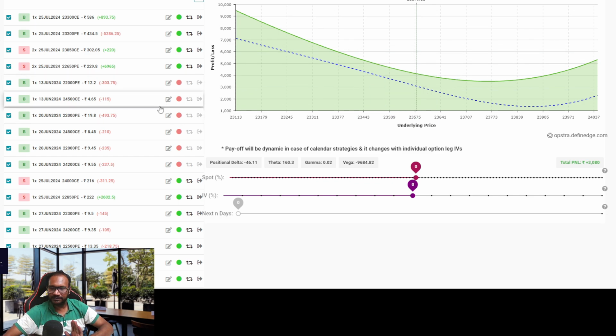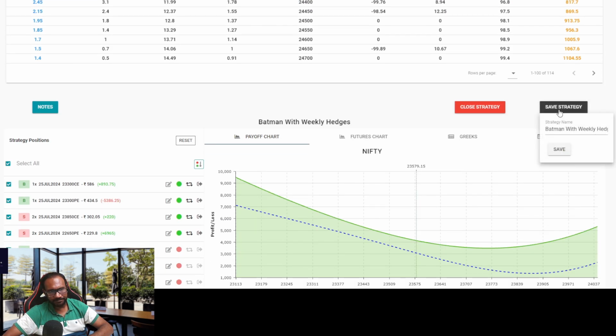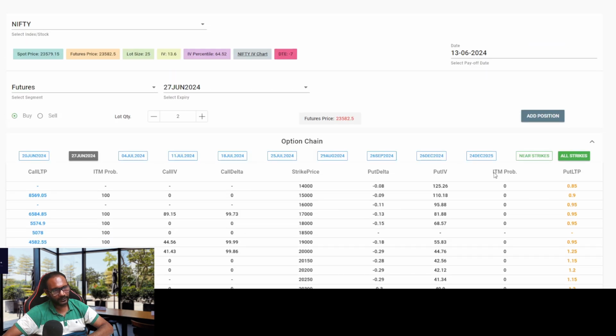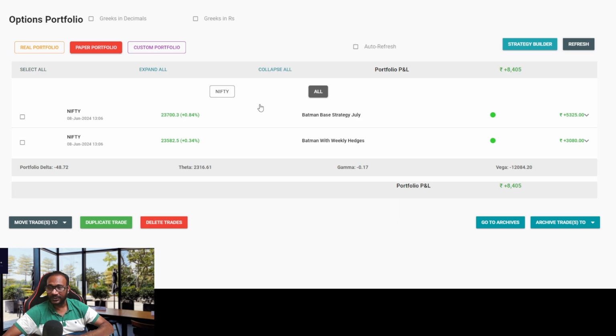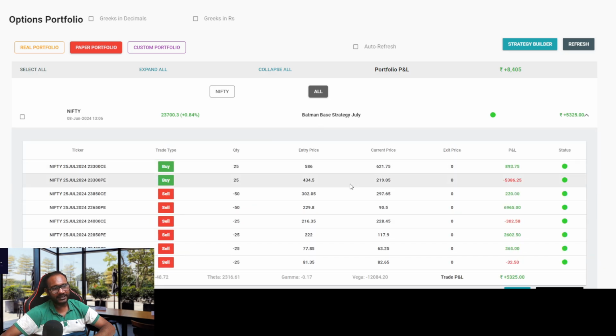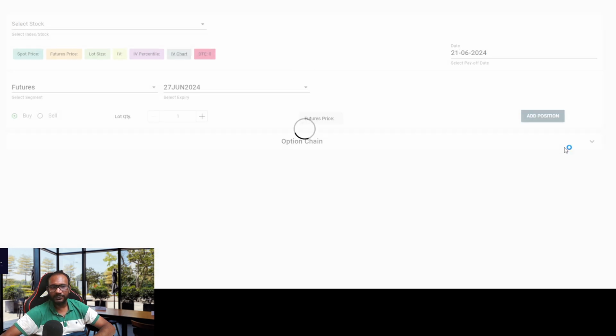But this is with edges. Now I am going to save this. So this is saved. Now some of you may be asking, how do I further optimize this? What can be done in order to maximize my profit? Here is what I would say. Let's go to the base strategy, because in order to understand what adjustments have to be done, you have to look at the main position. That's where you will get the clarity of what sort of adjustment would be appropriate.